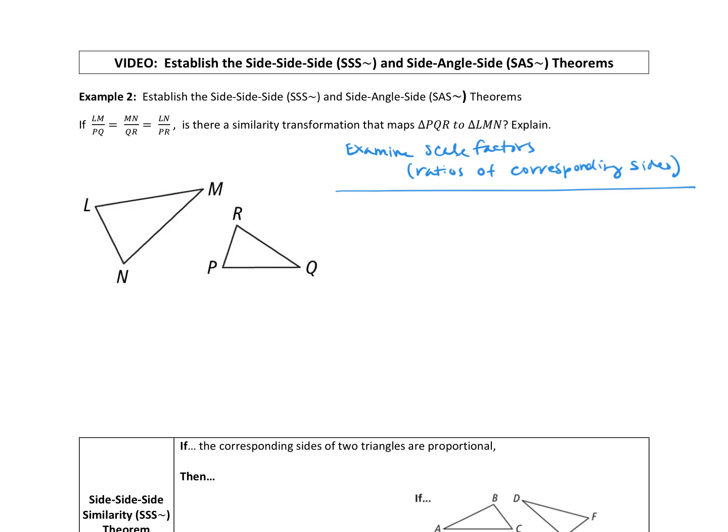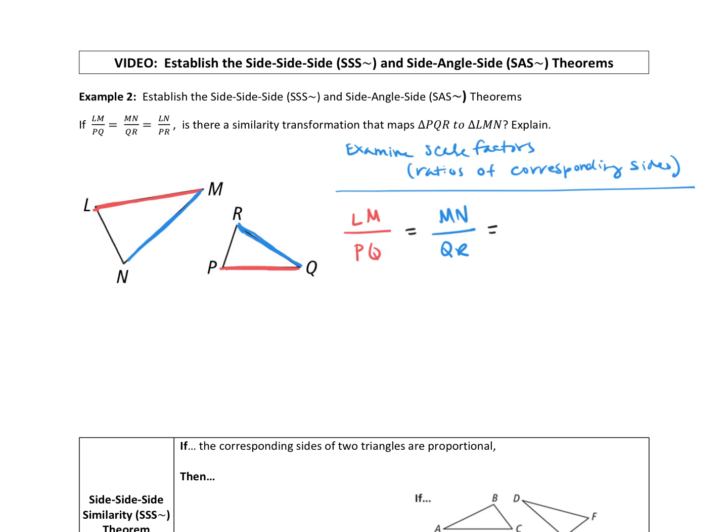So what they told us was that side LM over side PQ, and I'm going to go ahead and highlight those with my red pen here. Here's LM. We're putting that over PQ, so those are corresponding sides. That is equal to our next side, MN over QR. So those are going to be corresponding sides. And because we're saying that they're equal, we know that the ratio of these corresponding sides is equal to the ratio of those corresponding sides, so those two would have the same scale factor.